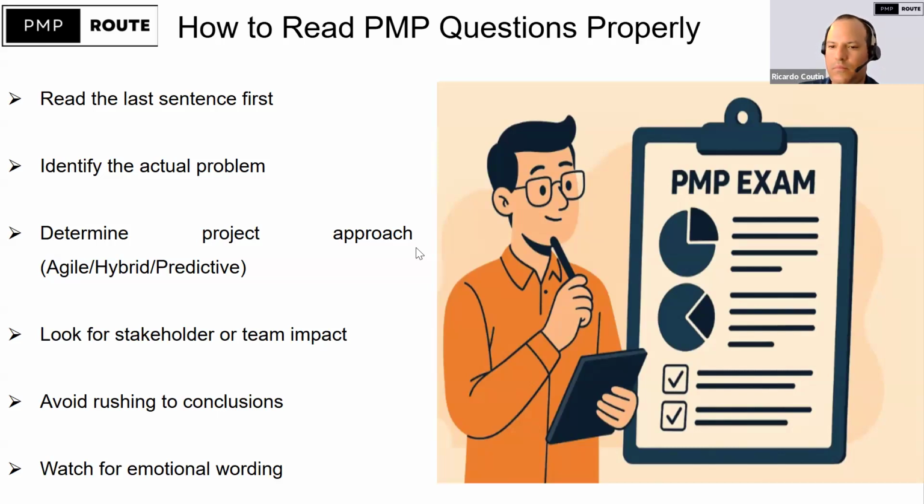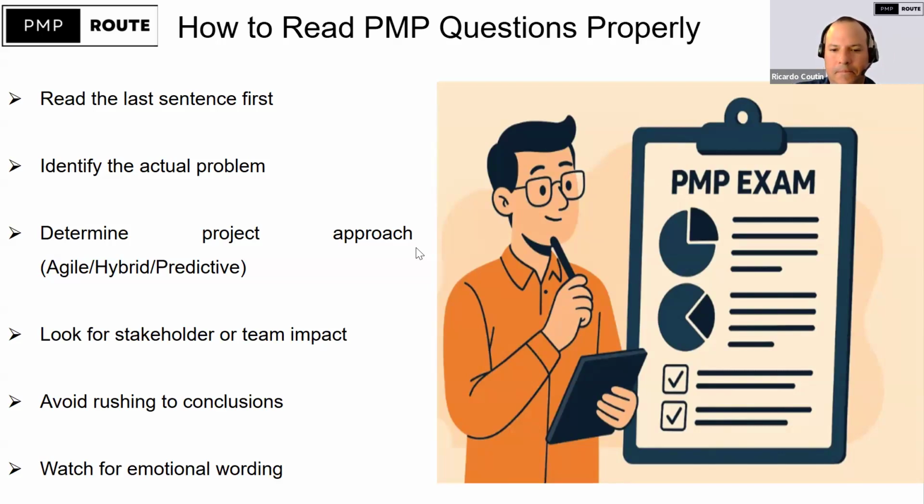So now, given that they are going to give you a situation, there's a lot of information that's useless. So it's very important for you to identify the actual problem that they are talking about in the question. Very important. Once you identify the actual problem described in the question, that's what is going to help you easily identify the best answer.